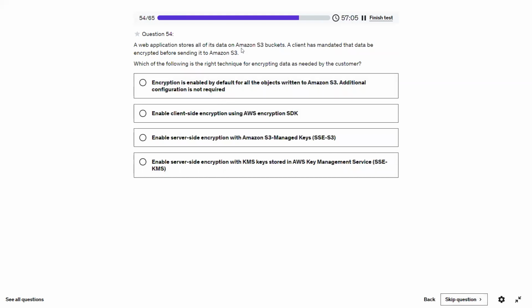A web application stores all its data in an Amazon S3 bucket. A client has mandated that data must be encrypted before sending to Amazon S3. So the client has to send the data to Amazon S3, but it should be encrypted before sending. Is encryption enabled by default? No, encryption is never enabled by default on Amazon S3. Enable client-side encryption, definitely, because we have to encrypt the data before sending, so the client has to encrypt the data. Server-side, no, because if it is server-side, then how could it be before sending? It would happen only after sending.